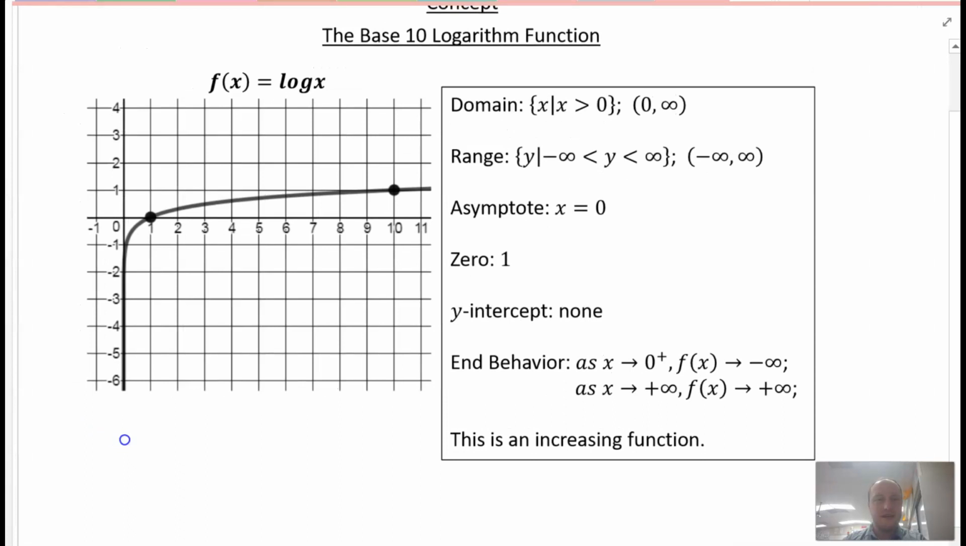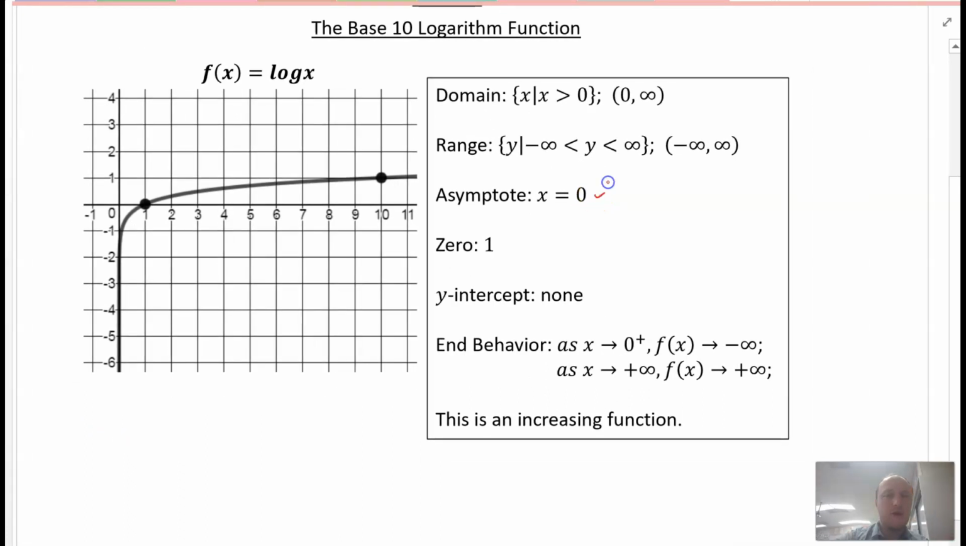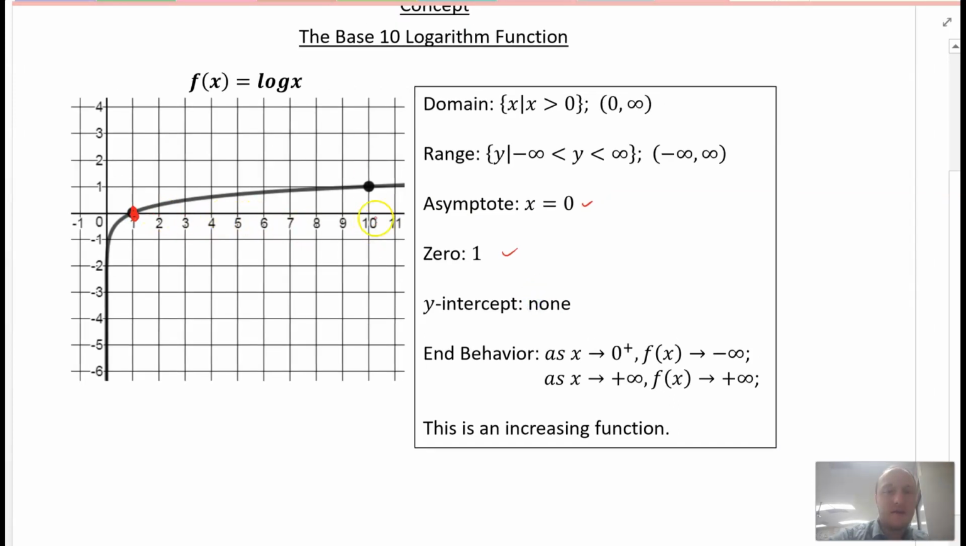So again, here's base 10. Note again we have the asymptote at x equals 0 and a 0 at 1. So here's our 0, and then notice how the next point, it's base 10, so I have to go over 10 values before I get my first point at 1. This function's also increasing.